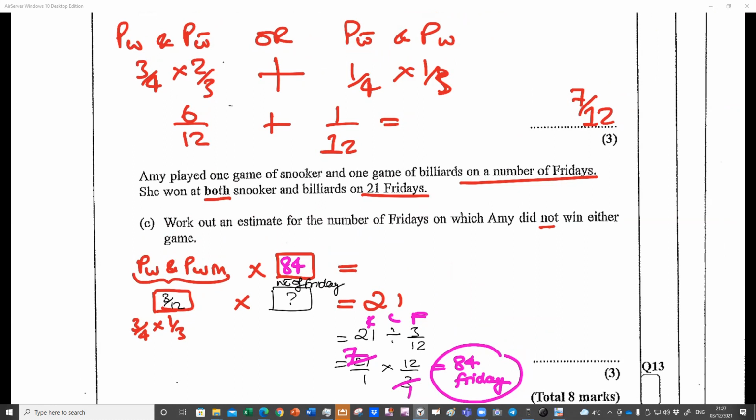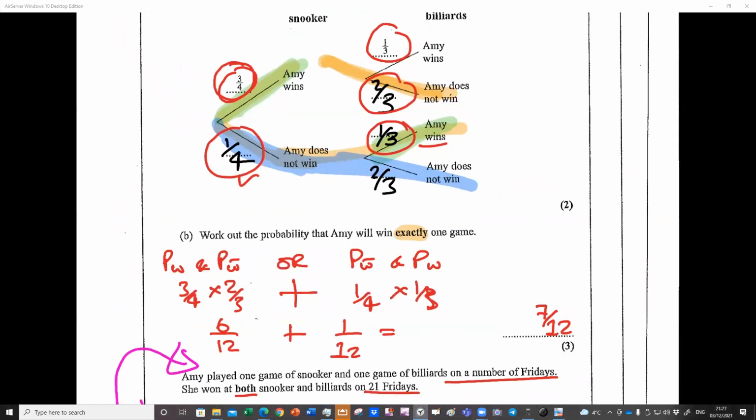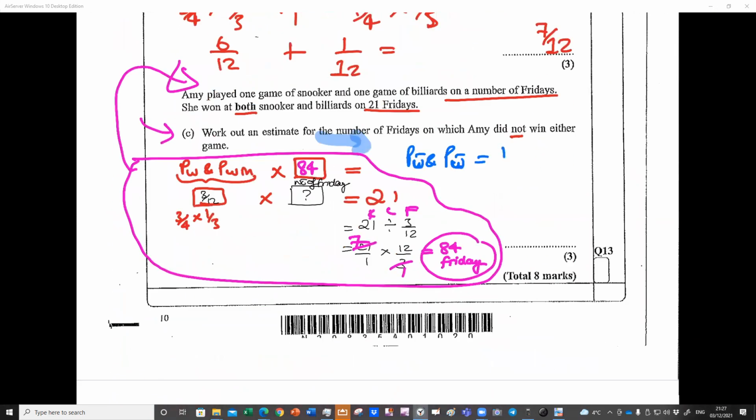So back to the question. Anaya with the A, read. Work out an estimate for the number of Fridays on which Amy did not win either game. So this is for that part here in blue. If you did not win either, that means it was 1/4 times by 2/3, isn't it? Probability of not winning and not winning. So what was the answer? 1/4 times by 2/3, which is equal to 2/12.